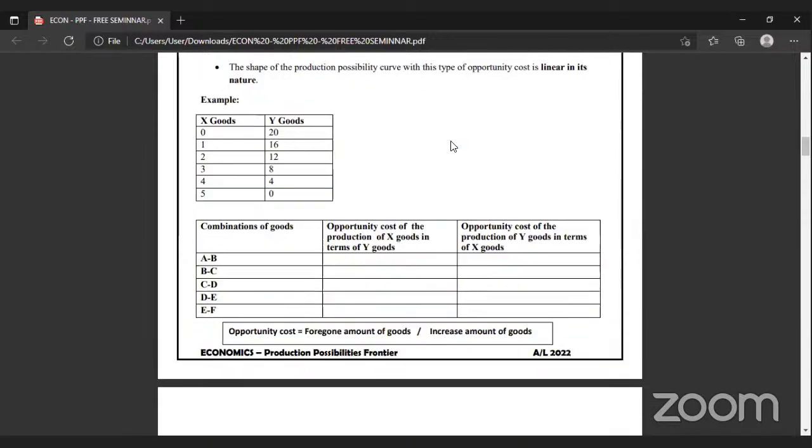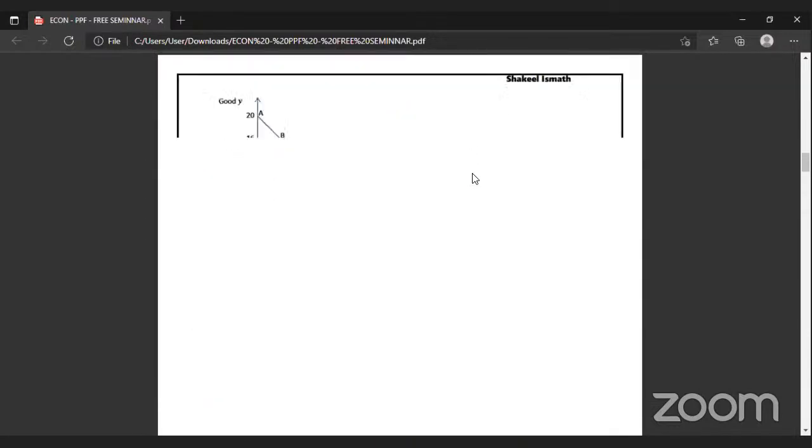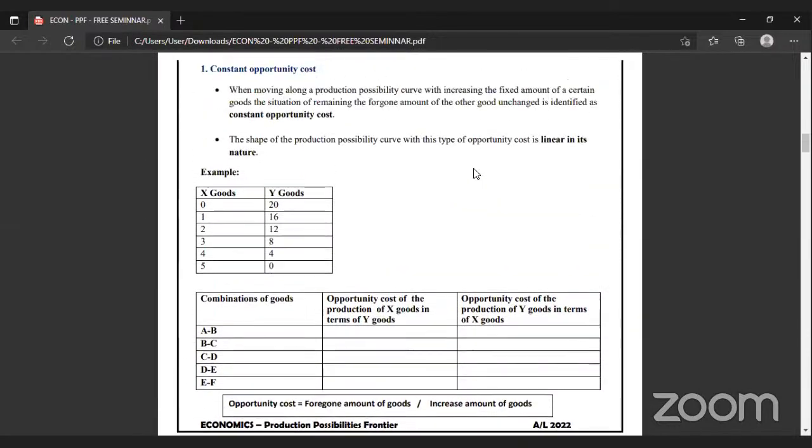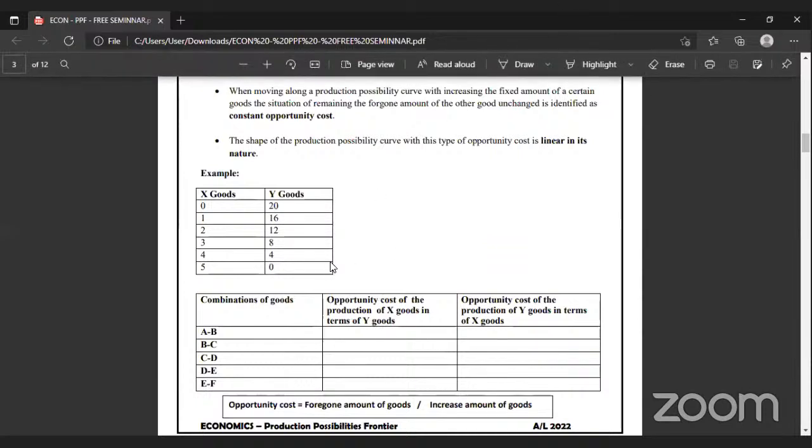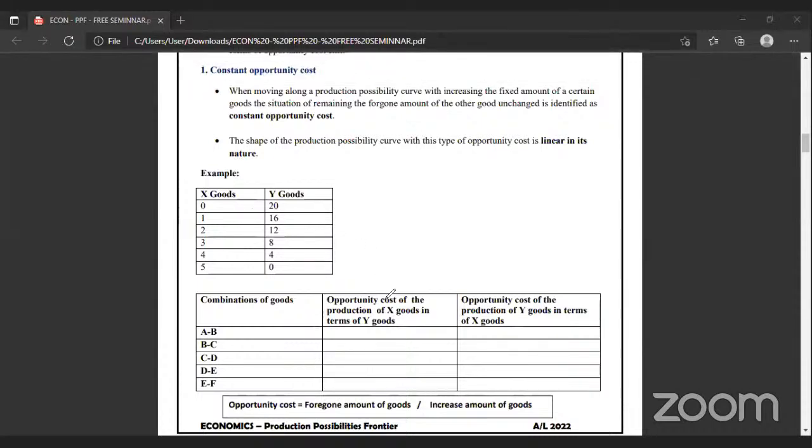Right. Look at this one. The graph is given below because since it's a quick seminar, I have given everything. But I will be filling the answers here. I will be writing the answers here because I don't have time for you all to do and check it. Right. So this is a linear one. Look at this question, I have given both sides. Both sides I have given, right? Producing the X good, opportunity cost also I ask. Producing the Y good, opportunity cost also I ask, right?